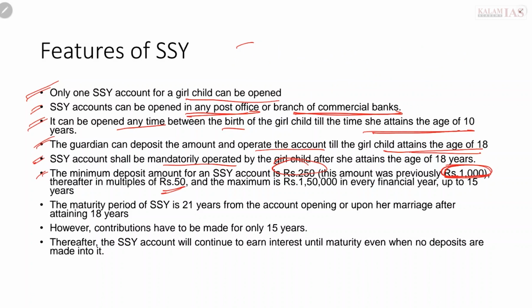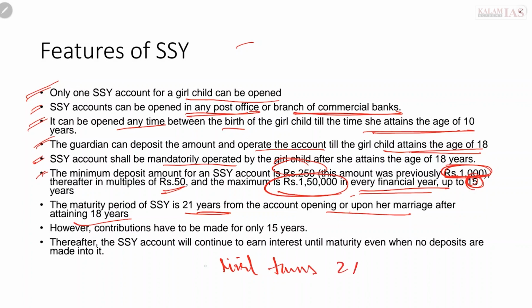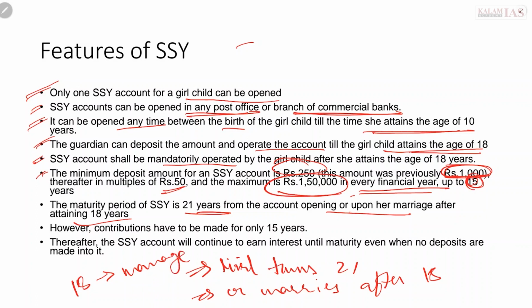The maximum amount per financial year is rupees 1.5 lakhs up to 15 years. Okay. The maturity period is 21 years from opening account or upon her marriage after attaining 18 years. So either the girl turns 21 or marries after 18 age, and after 18 she will manage the account. All right.